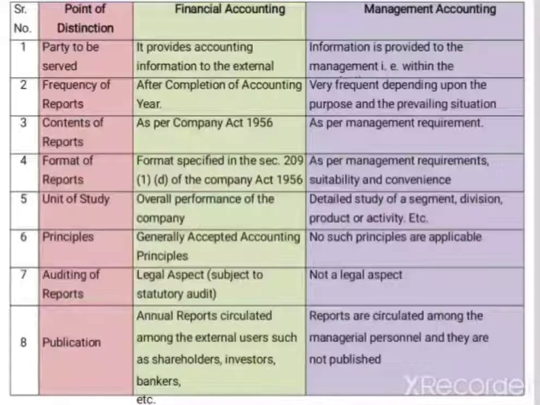In regards to the auditing report, the financial accounting is subject to the legal aspects, and in management accounting there are no legal aspects. And in regards to the publication, the financial accounting reports will be prepared in the annual reports, and management accounting reports are circulated among the managerial persons and they are not published. Okay, so these are the major differences or characteristics of financial accounting and management accounting.